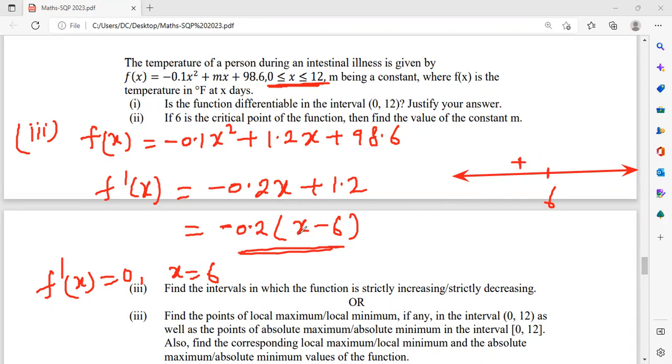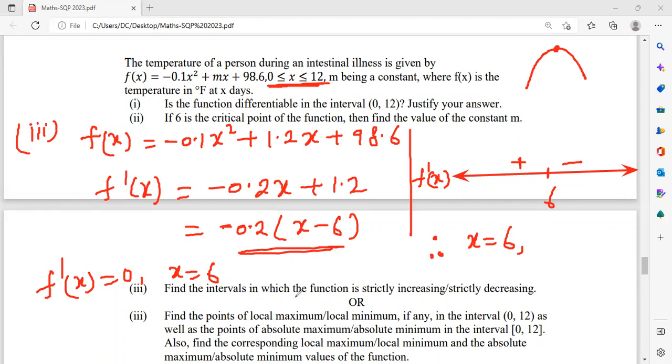And if you take x slightly bigger than 6, 6.1 or 7, you get a negative number. As you see, f'(x) is changing sign from positive to negative as x passes through 6. Whenever f'(x) changes sign from positive to negative, that is the point of maxima, isn't it? So x equal to 6 is the point of maxima. But he's not asking about maxima or minima.